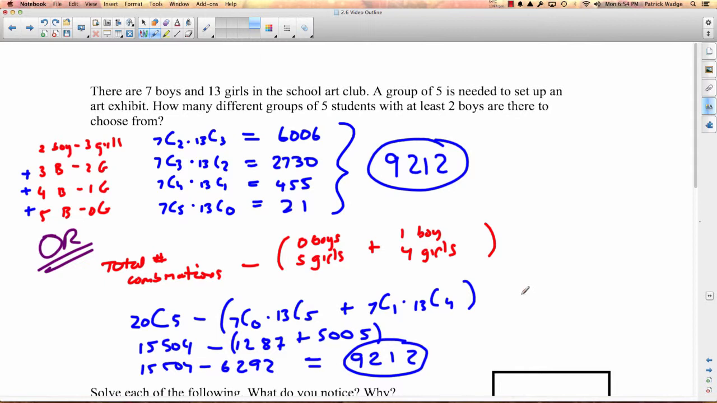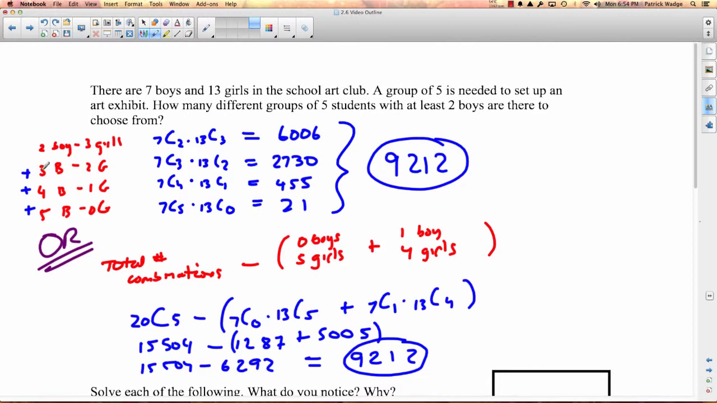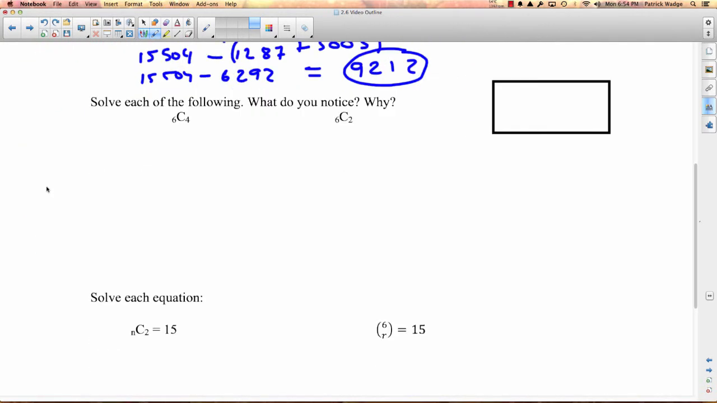Okay, which one of those is better? I don't know. It's great if you understand them both. You don't have to ever use the complement. In this case, maybe you wouldn't use the complement, but in the one we did in the previous page, it'd probably be a lot faster to use a complement.